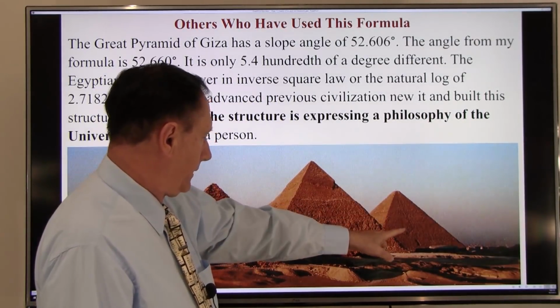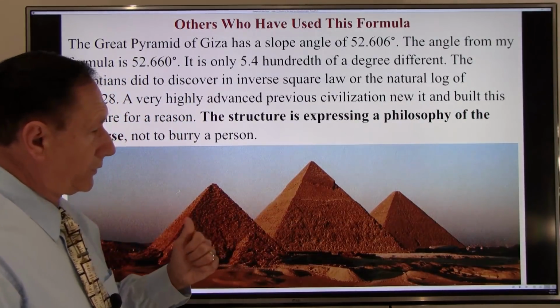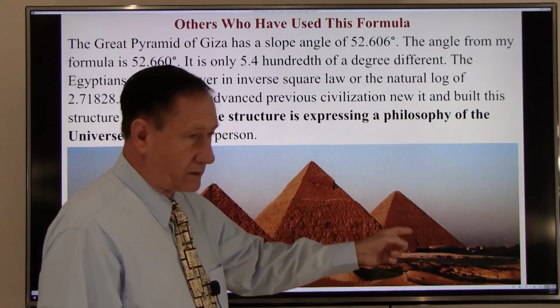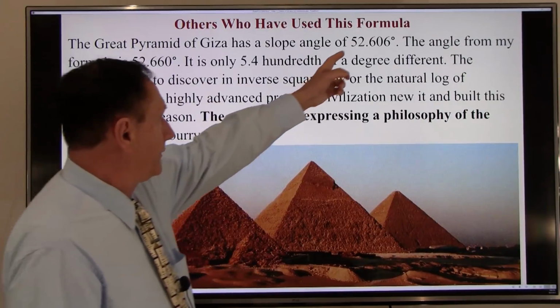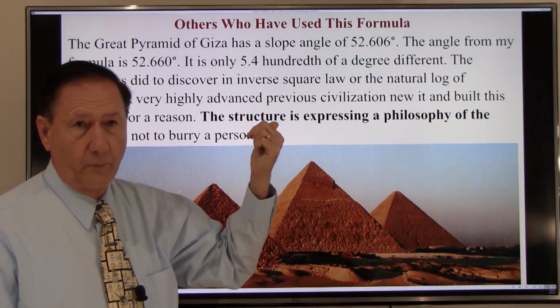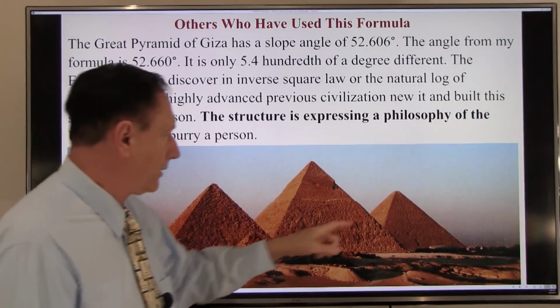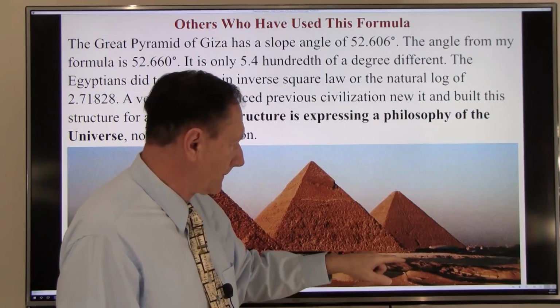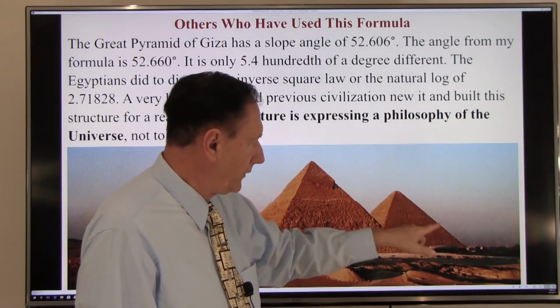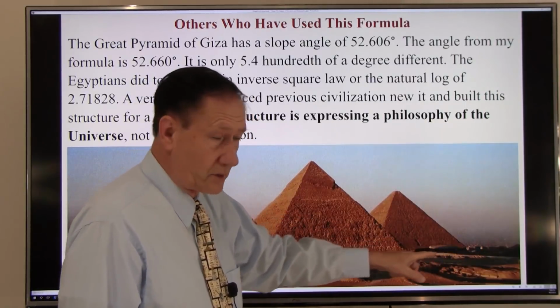That's the Great Pyramid here. This pyramid, if you take the physical dimensions of this thing, it comes up to 52.606 degrees. I'm only off by 5.4 hundredths of a degree. It's only because we don't know how big the capstone was and how thick the marble was on the outside limestone.